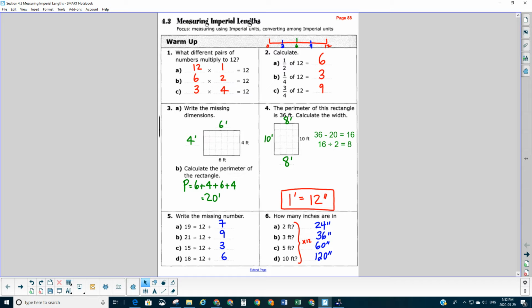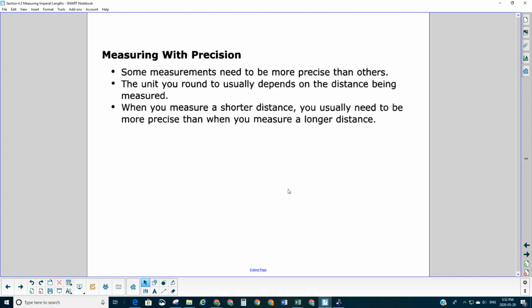All right, underneath this warm up on page 88, it has this little note, measuring with precision. Some measurements need to be more precise than others. The unit you round to depends on the distance being measured. When you're measuring a shorter distance, a small thing, you need to be as precise as possible. So if you're measuring something like the lines that we're going to measure, you'll want to be down to like 1/16 of an inch, something really, really small.